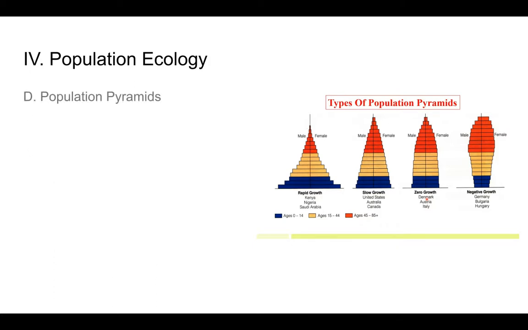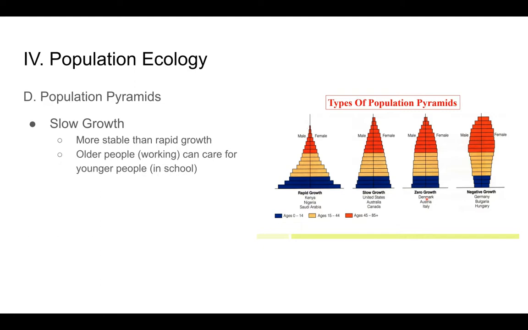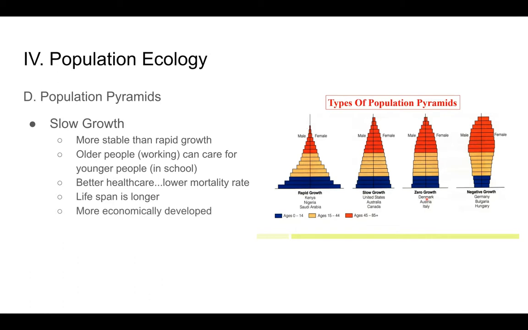The next model that you see is a slow growth, and that's us. So this is a more stable growth rate. You have older people that are capable of working, caring for younger people that are now available for school. So education rates are higher. You typically have better healthcare in populations that have slower growth, which means there's a lower mortality rate, or you could say a higher life expectancy, which is lifespan being longer. These are typically more economically developed countries, ours being one of them.